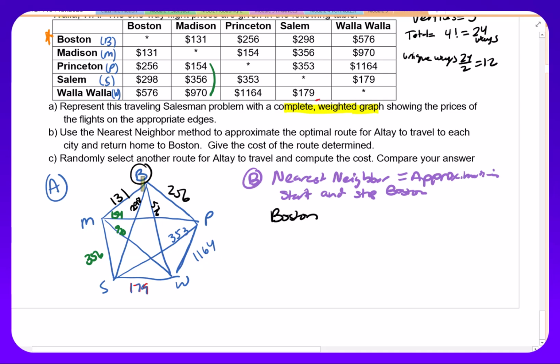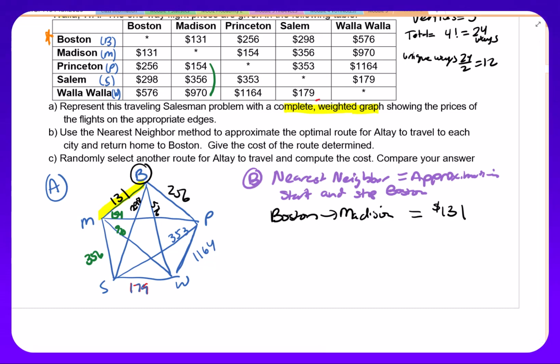So we have Boston to Madison for $131. We have $256 for the Princeton. We have Salem $298 and $576. So those four black numbers are the numbers that we're looking at. So the cheapest one is going to be Boston to Madison, which has a cost of $131. So this is going to be my first path.